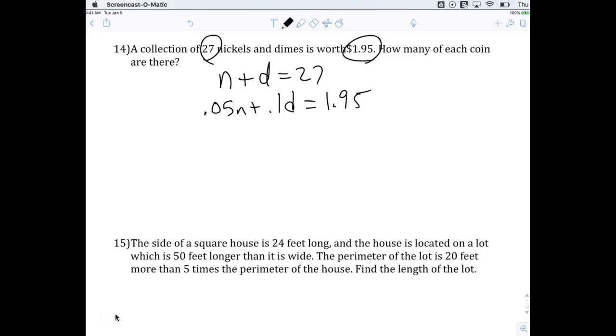Now I have money involved. If I have 5 nickels in my pocket, that doesn't mean anything. How much money would I have in my pocket? 5 times 0.05. That's what we're saying right here. You convert the amount of nickels I have to money. Each nickel is worth 0.05. So it'd be 0.05N plus 0.1D equals $1.95.